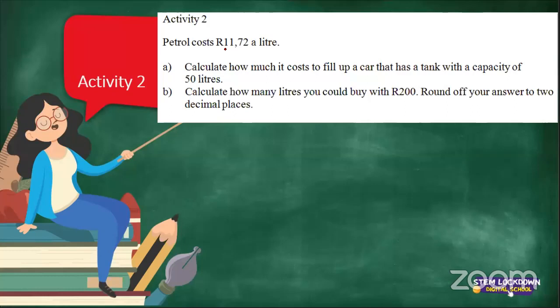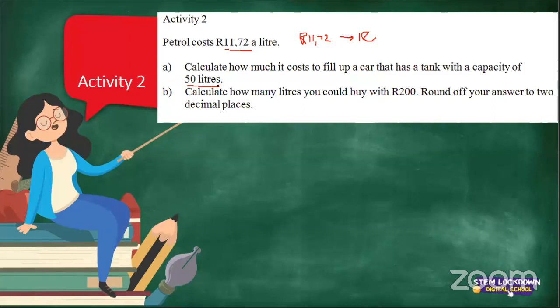At this time it costs 11 Rand 72, and I think it has gone up, per liter. So for each and every liter, you'll need 11 Rand 72 cents. Now they say calculate how much it costs to fill up a car that has a tank with a capacity of 50 liters. 1 liter costs 11 Rand 72. How much will it cost you to fill up a car with a tank of 50 liters?